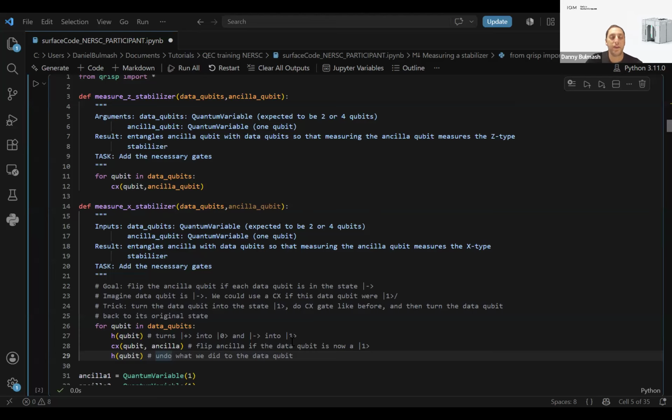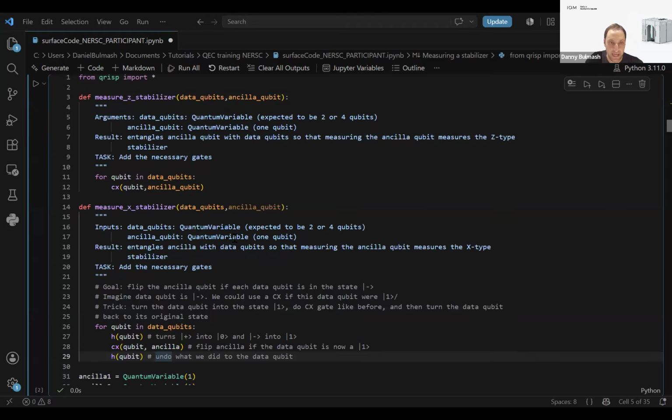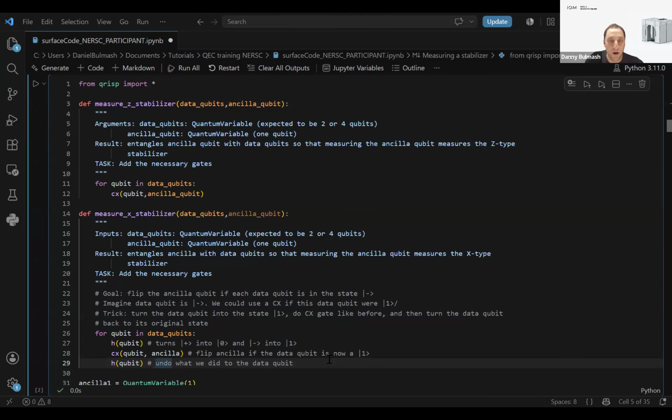So this is one of the more conceptually complex circuits we're going to be creating here. So I'm going to pause and ask for questions about this. One person just said, can you explain it again? Good.